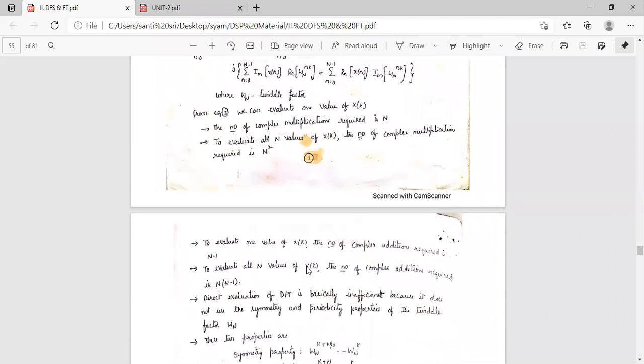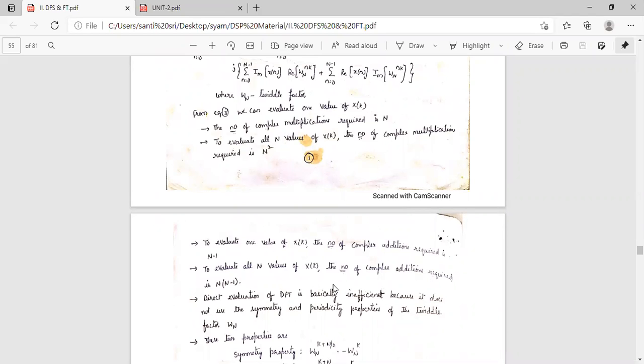Okay, now from equation number 3, we can evaluate one value of x of k. The number of complex multiplications required is N. To evaluate all N values of x of k, the number of complex multiplications required is N square, and the number of complex additions required is N minus 1. So to evaluate all N values of x of k, the number of complex additions required is N into N minus 1.